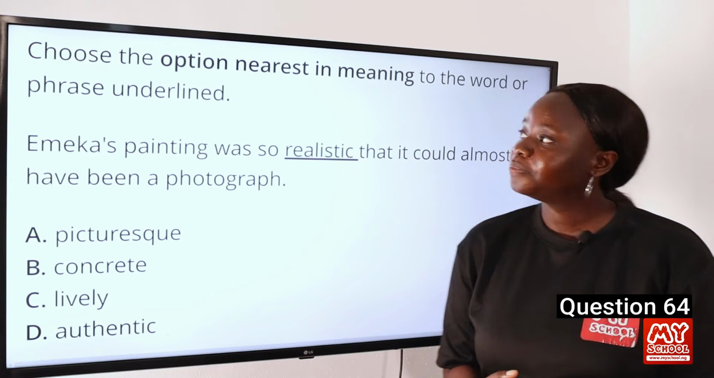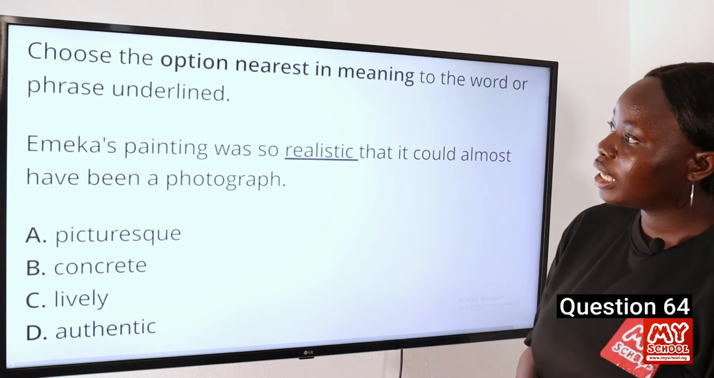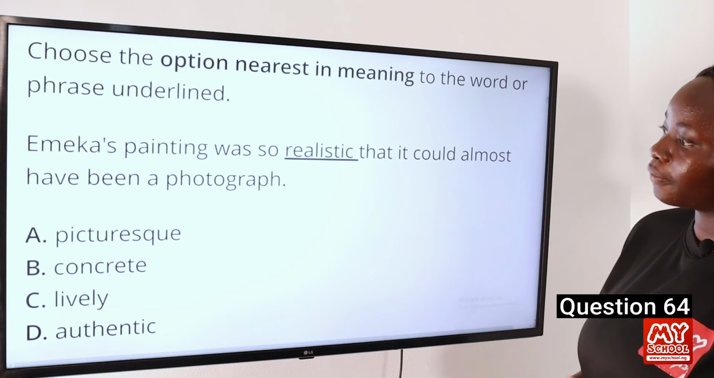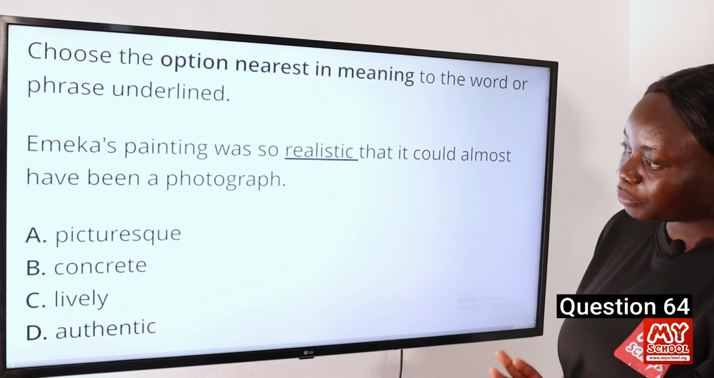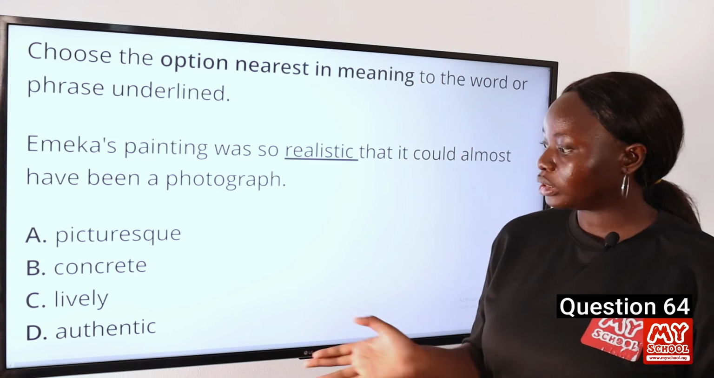Question 64. Again, we have to choose the option that is nearest in meaning to the underlined word. Emeka's painting was so realistic that it could almost have been a photograph. A, picturesque, B, concrete, C, lively, and D, authentic. The answer to this question is option D, authentic.